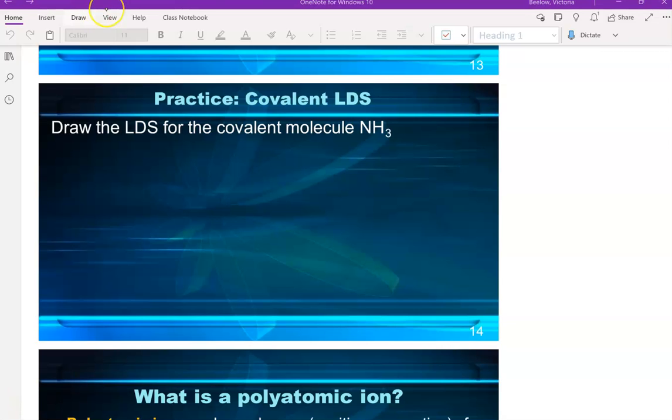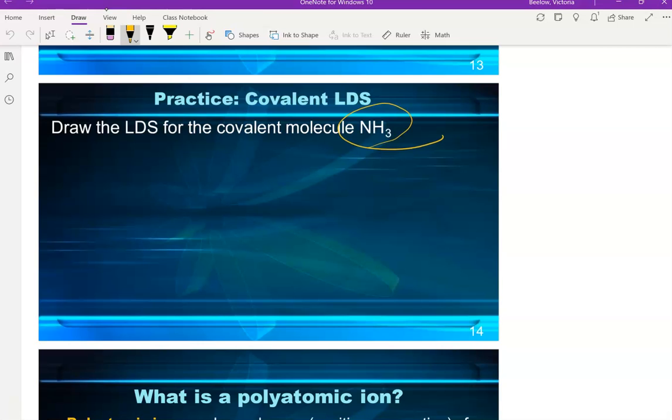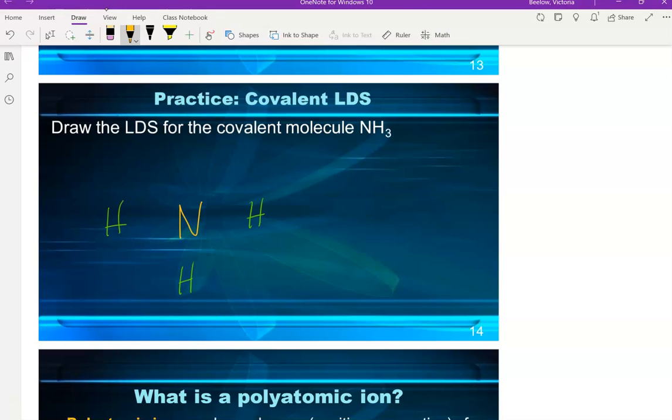Hello everyone, in this video I'm going to go over how to draw the Lewis dot structure for NH3. So again, you want to start with the element in the center that you only have one of. So we only have one nitrogen, and then since we have 3 hydrogens, we're going to put that around our nitrogen. Okay, so it is symmetrical.